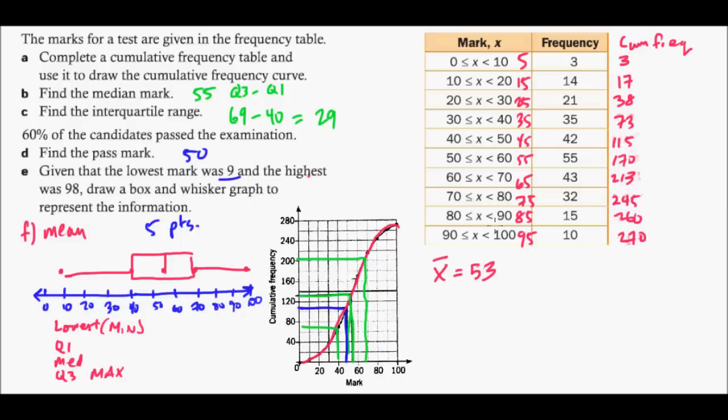Wow, a lot done on this problem. We got box and whisker plot with cumulative frequency, interquartile range. All right, I think you are good to go on those. So let's move on to the last part, which is chi-square, which is pretty straightforward.